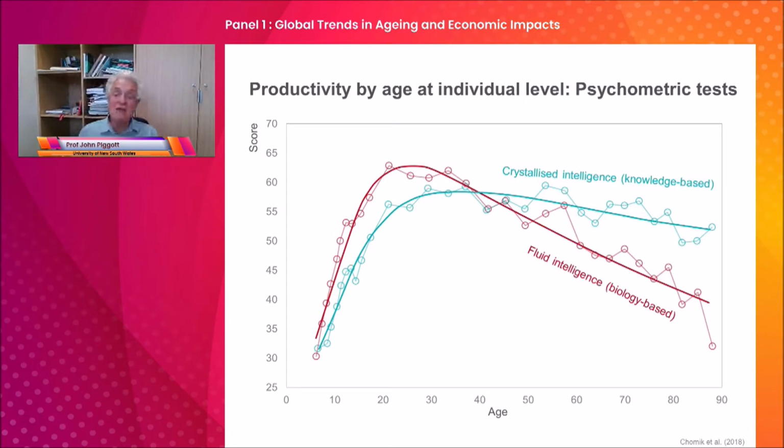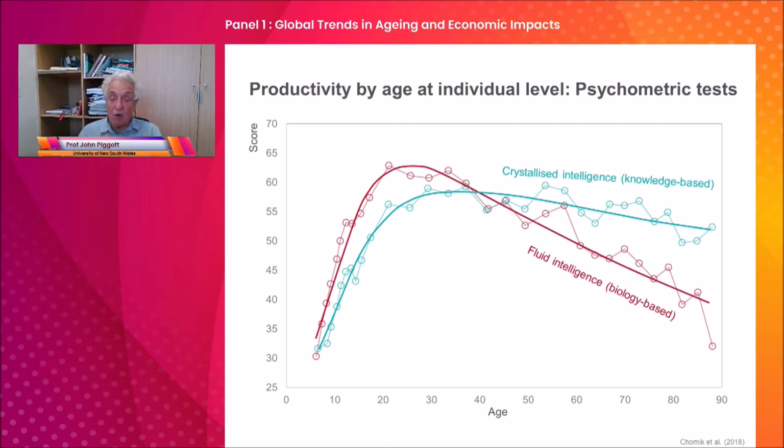So productivity by age at the individual level. This is the domain of psychologists. And so we looked at psychometric measurement. And we looked specifically at intelligence. And what we found was that psychologists have divided intelligence into two broad buckets. One of them they call fluid intelligence, which is sort of biology-based. It's this capacity to very spontaneously respond. Mathematics, for example, mathematical innovation relies heavily on fluid intelligence.